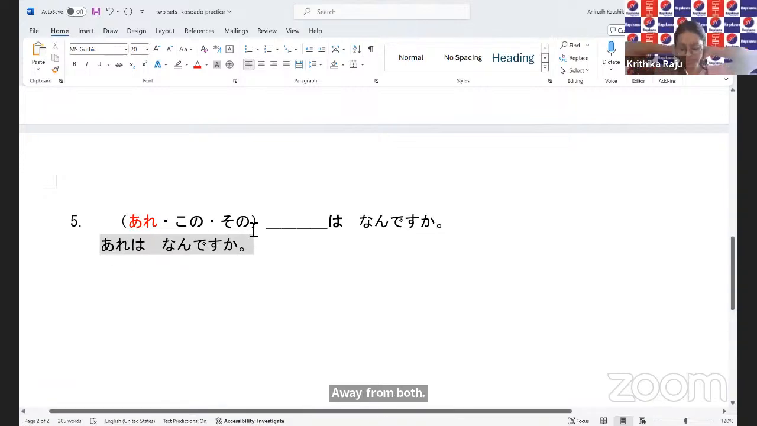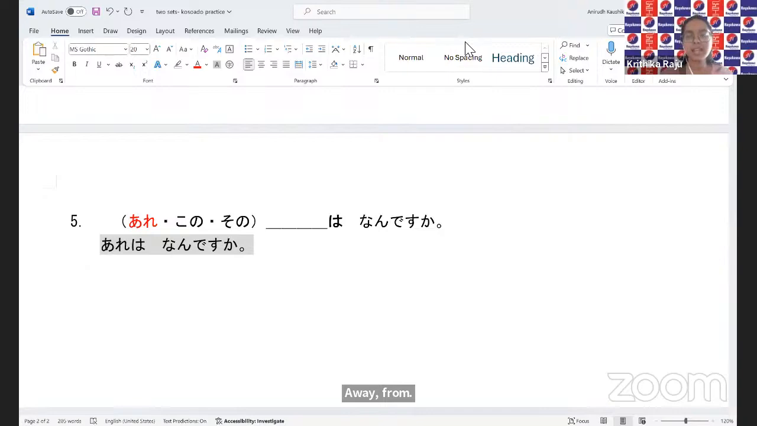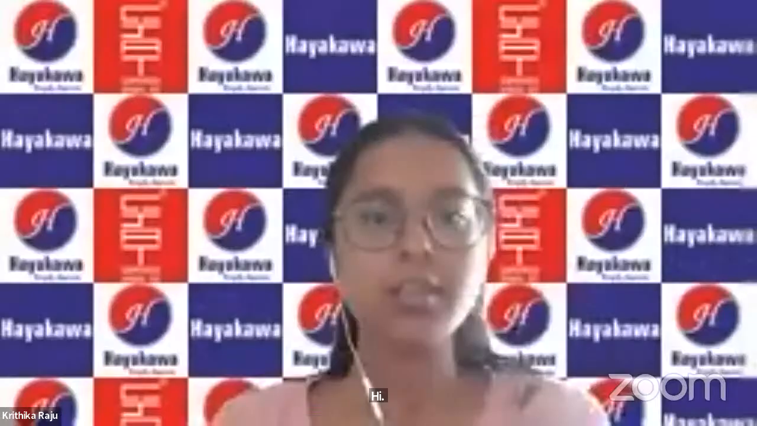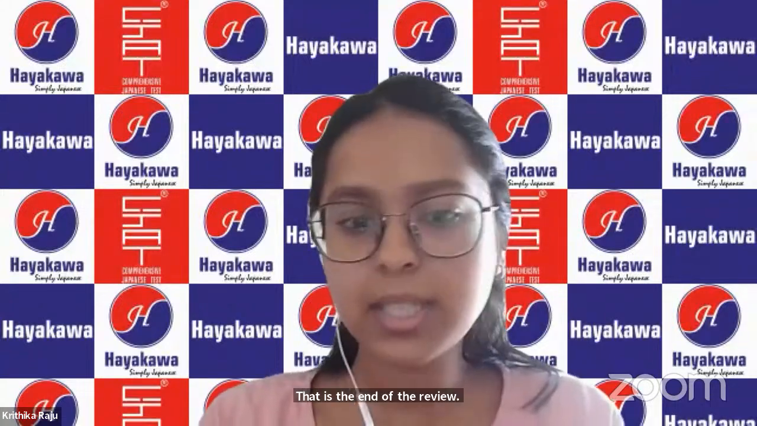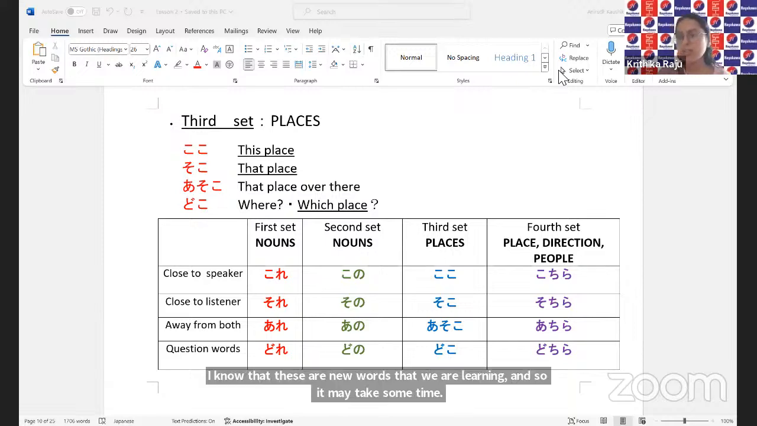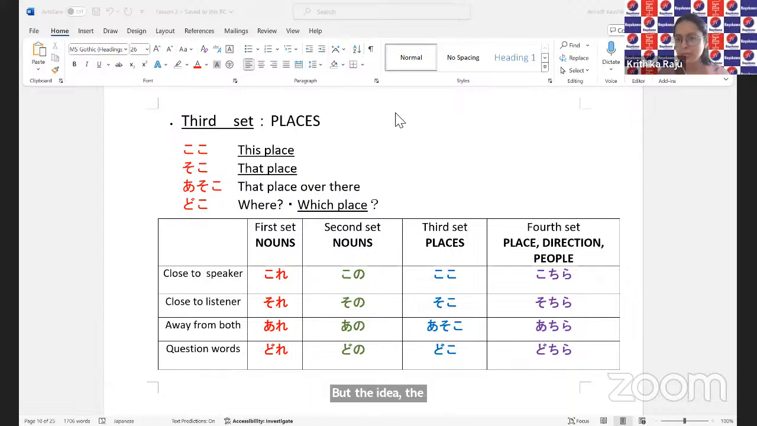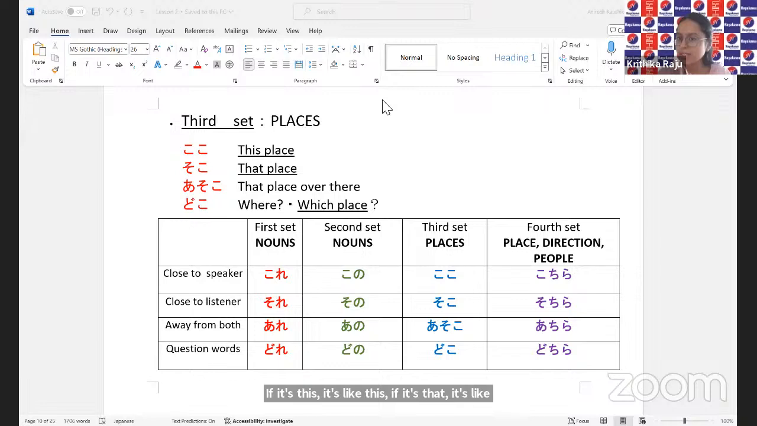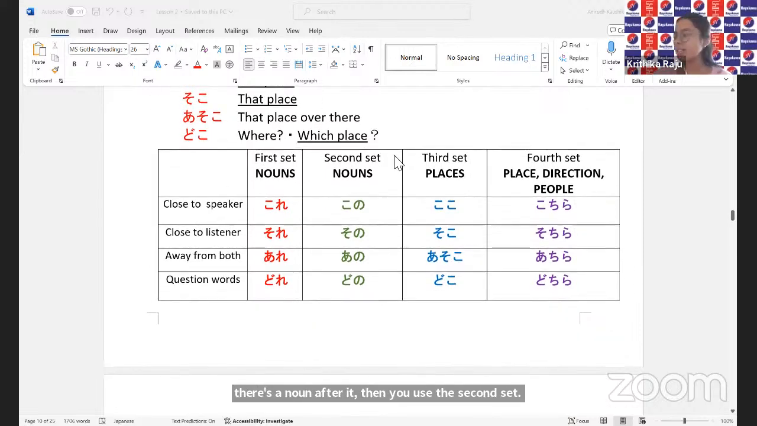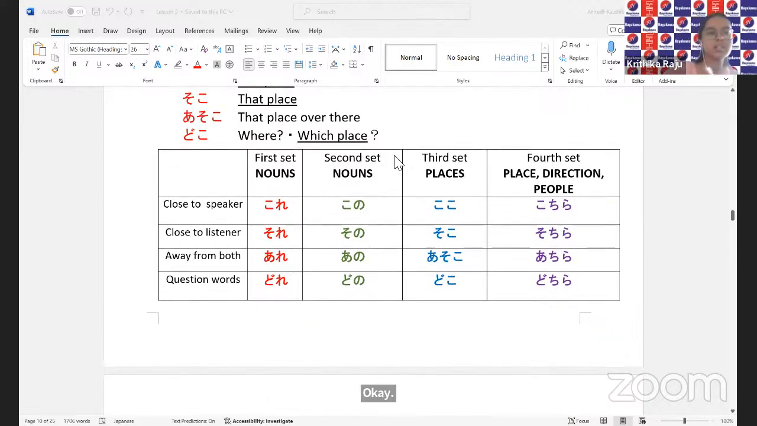Okay, so that is the end of the review. I know that these are new words that we are learning, and so it might take some time. But the concept itself is not so complicated. It's very easy. There's just one difference that you remember. If it's this, it's like this. If it's that, it's like that. If it's a particle, you use the first set. If there's a noun after it, then you use the second set. So these are the two sets that we have done.